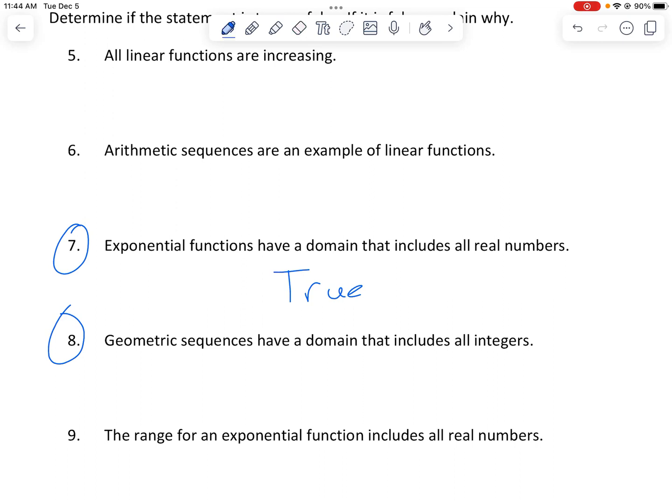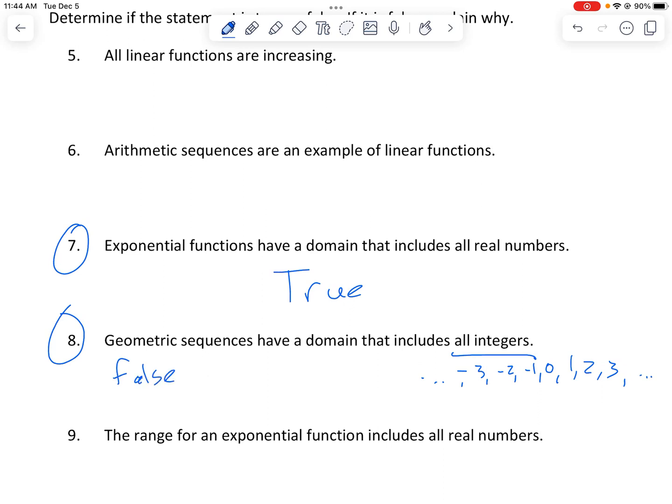Geometric sequences have a domain that includes all integers. So the integers are things like -3, -2, -1, 0, 1, 2, 3. And it just keeps going in either direction. Well, just by the strict definition of geometric sequences, this is going to be false.